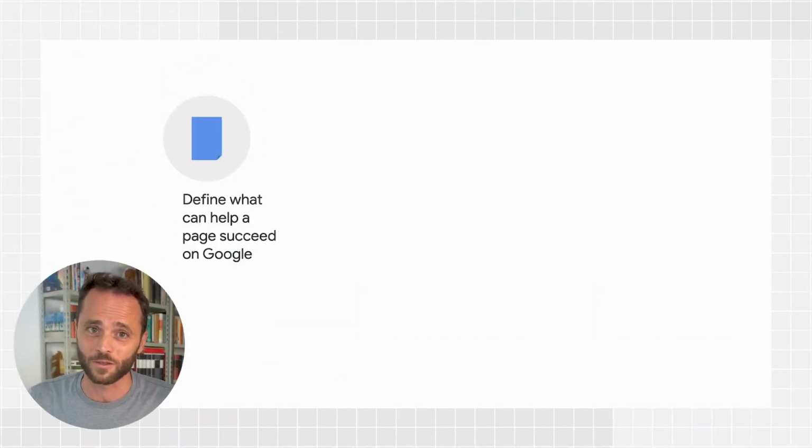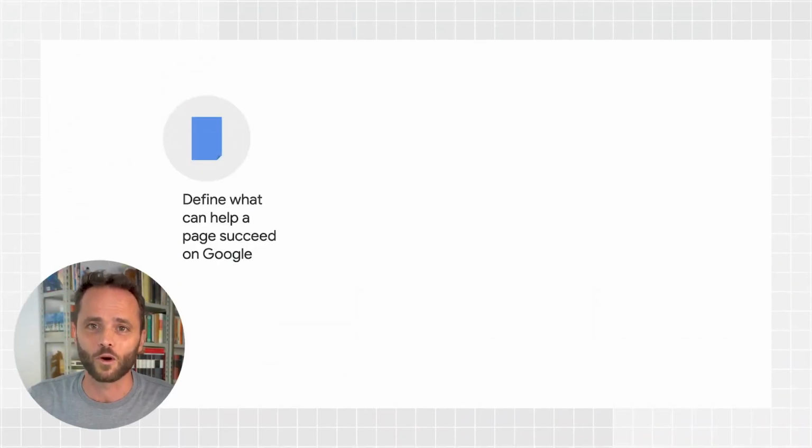Well, now that we know how the Search Console team is organized, let's talk a little bit about how the team develops the reports and tools that you use. The process can be roughly divided into 3 main steps. I know, it's the 3rd time in this video that we've grouped something in 3s. Coincidence? Maybe. The first step is to define what can help a page succeed on search.